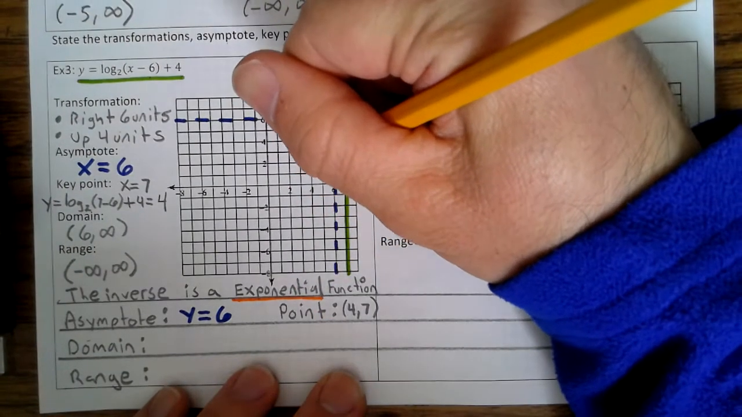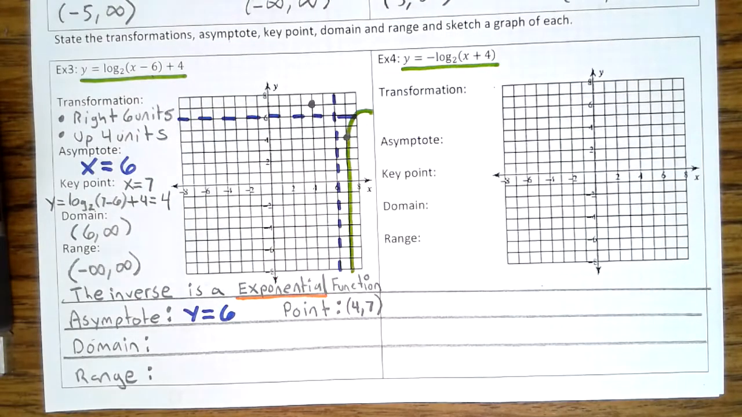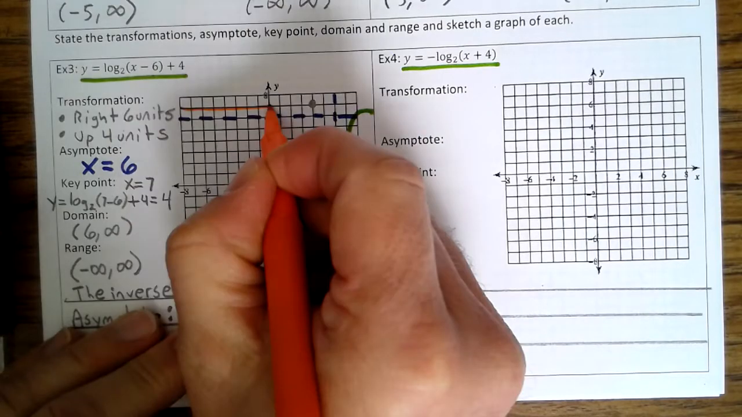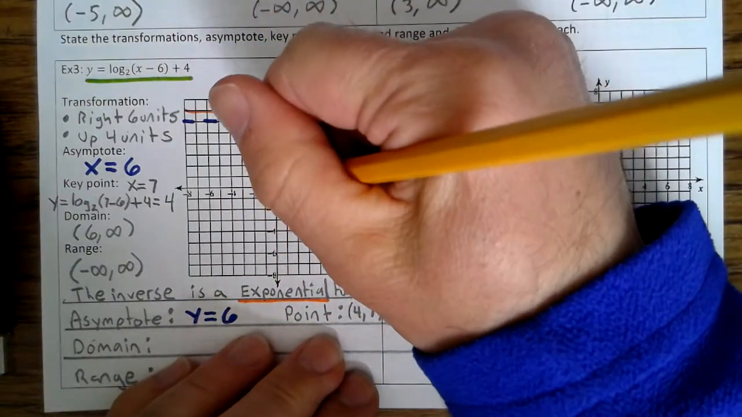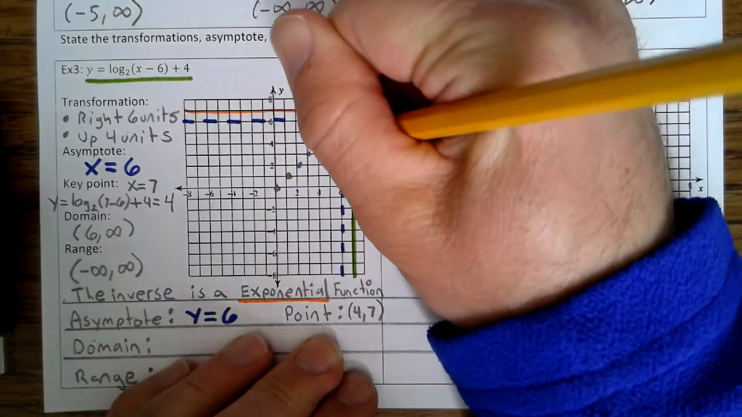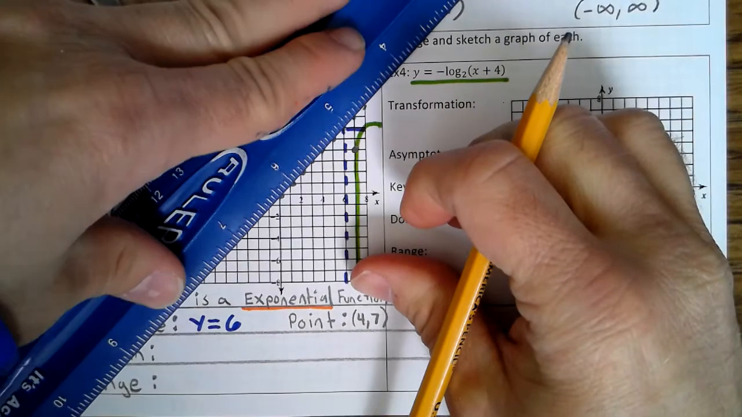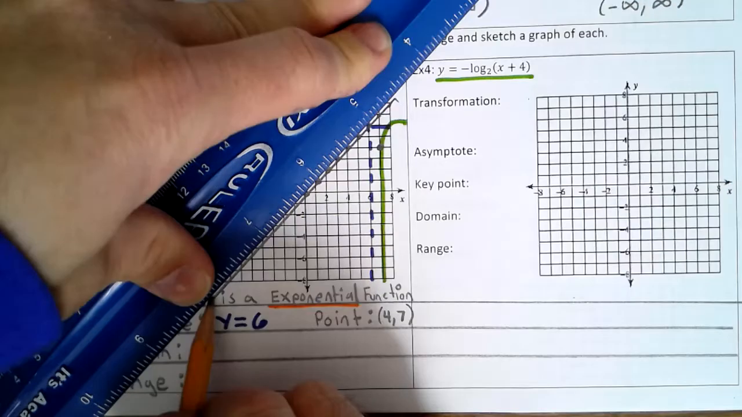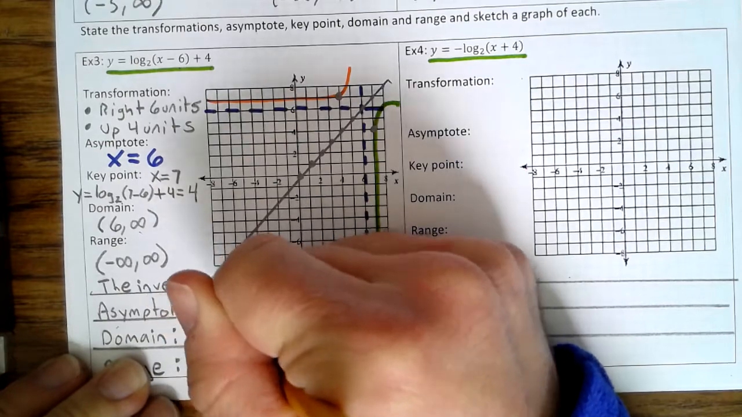And we know our exponential curve flies like that. We don't want to forget about the y equals x line. Now we know that domain and range switch. So domain was 6 to infinity. Now range is 6 to infinity. And domain is negative infinity to positive infinity. All right, go ahead and finish up example 3.